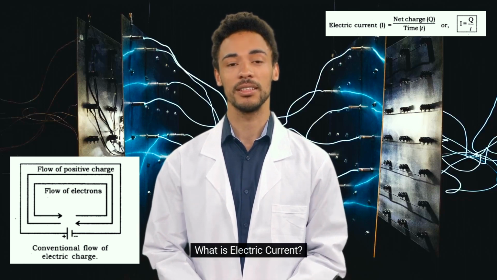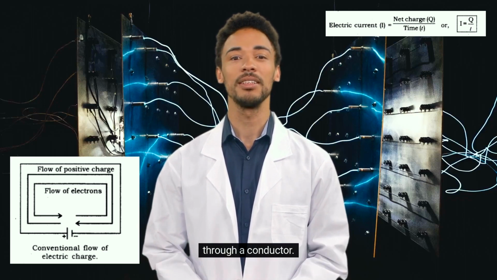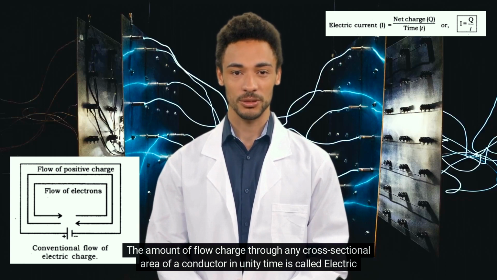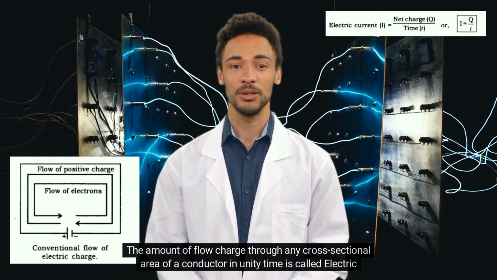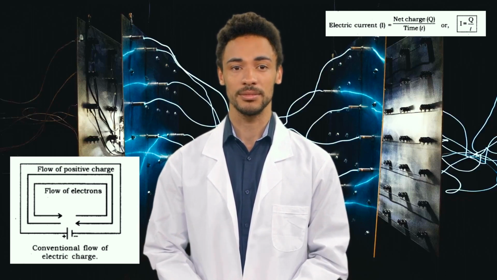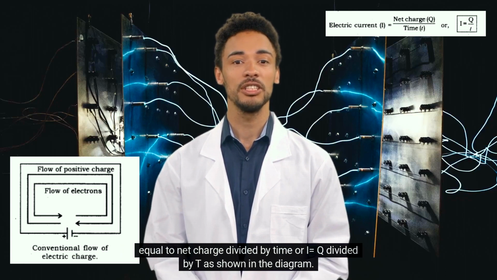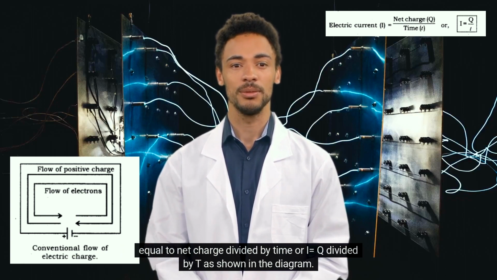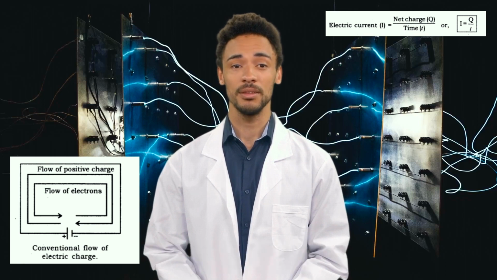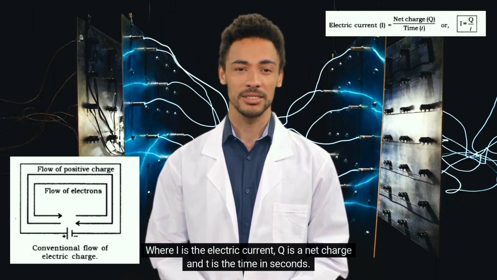What is electric current? The rate of flow of electric charge is known as electric current. Electric current is carried by moving electrons through a conductor. The amount of flow charge through any cross-sectional area of a conductor in unit time is called electric current. It is represented by the letter I. If a net electric charge, Q, flows through a cross-section of a conductor in time t, then electric current is equal to net charge divided by time, or I equals Q divided by t, as shown in the diagram, where I is the electric current, Q is the net charge and t is the time in seconds.